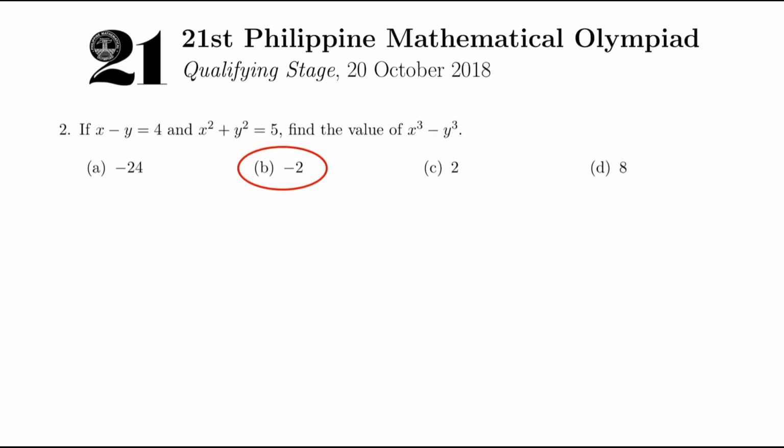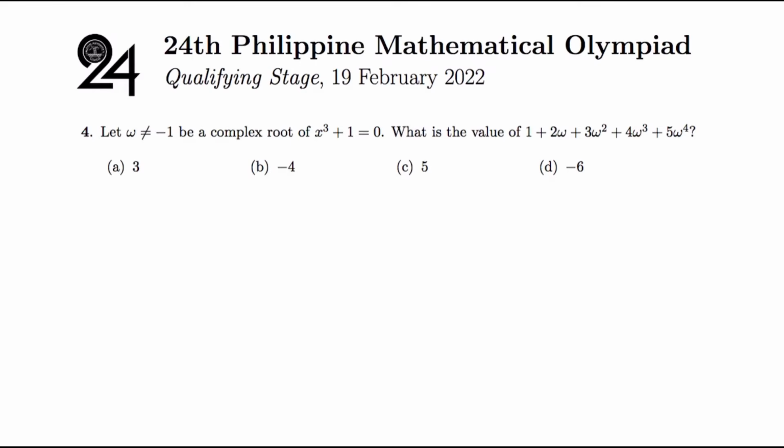Next, let's try an item from the recently concluded qualifying stage of the 24th PMO. Let omega not equal to 1 be a complex root of x cubed plus 1 equals 0. What is the value of 1 plus 2 omega plus 3 omega squared plus 4 omega cubed plus 5 omega to the 4th?